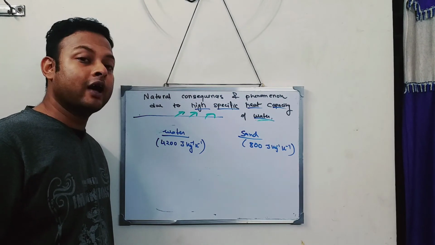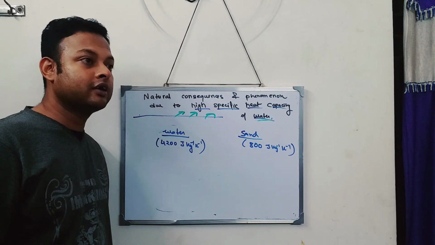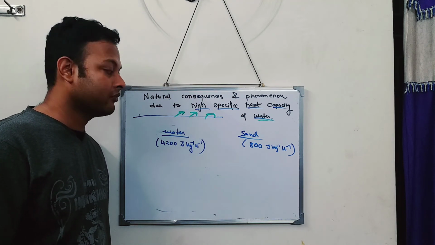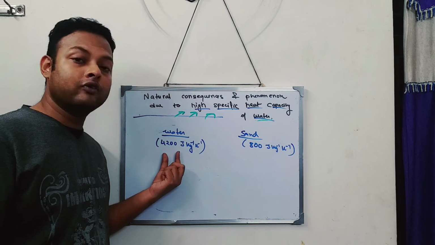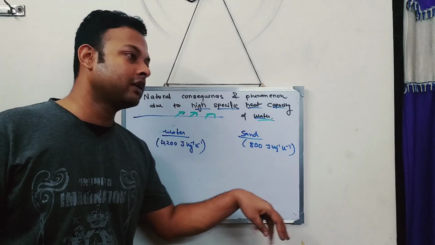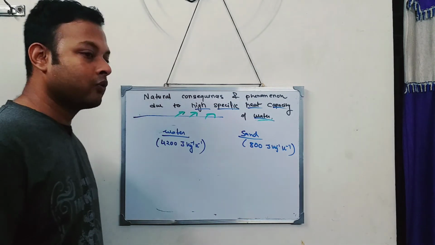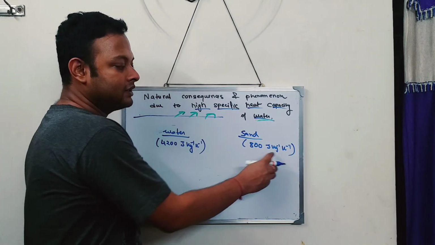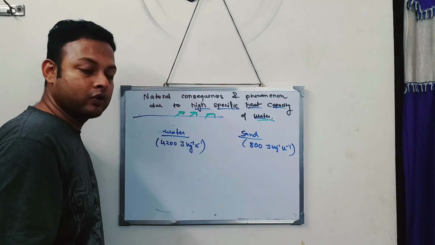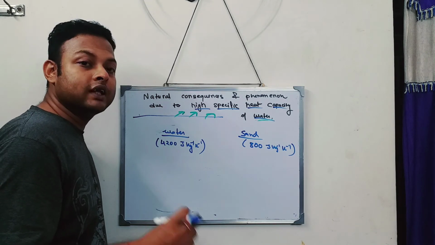Now, who can absorb heat faster? Water takes a lot of heat, so it will take a lot of time, whereas sand takes a little bit of heat to raise the temperature by 1 degree. So for 1 Kelvin rise, it only consumes 800 joule. For 1 Kelvin, water consumes 4200 joule.